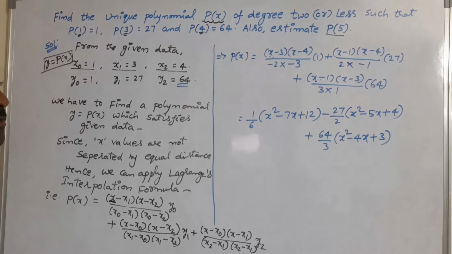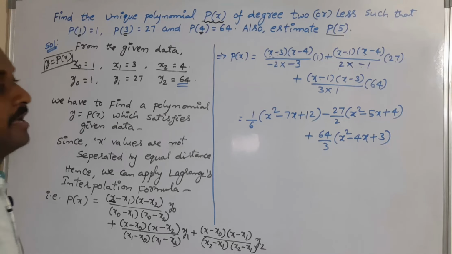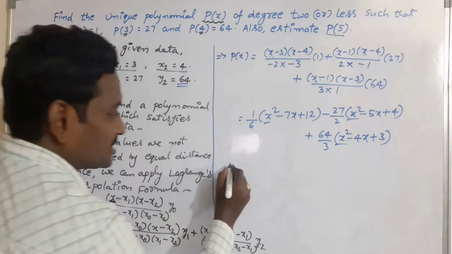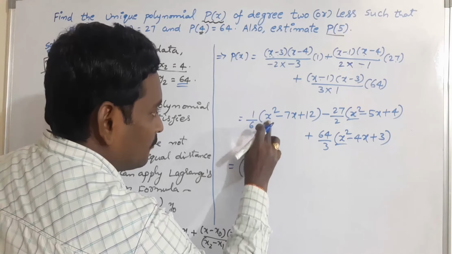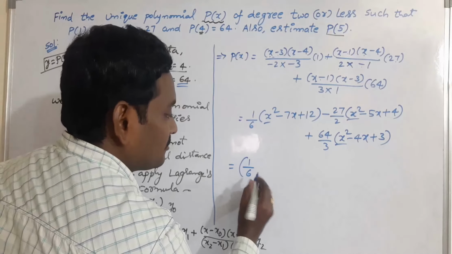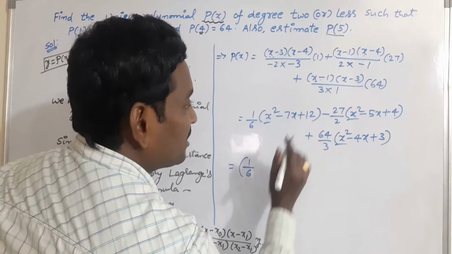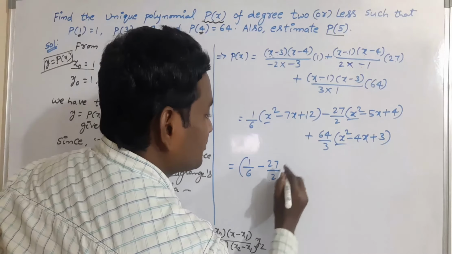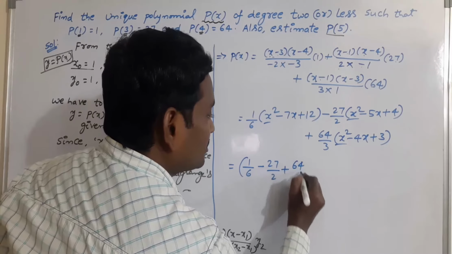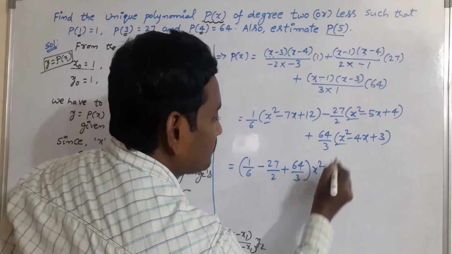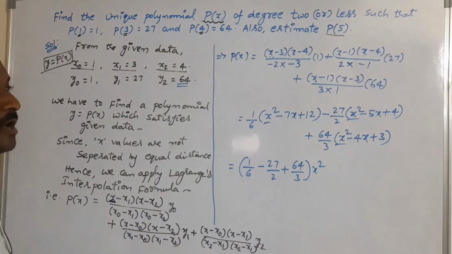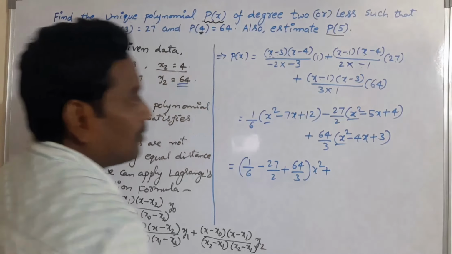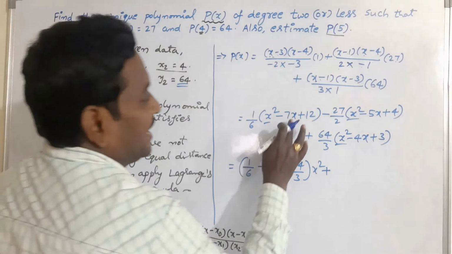Okay. First we should count the x square terms. Calculate the x square terms. For that, here coefficient of x square is 1 over 6, and here coefficient of x square is 27 over 2, and here coefficient of x square is plus 64 over 3, whole into x square. Okay, take common out the terms x square in the entire part, plus now calculate x term.